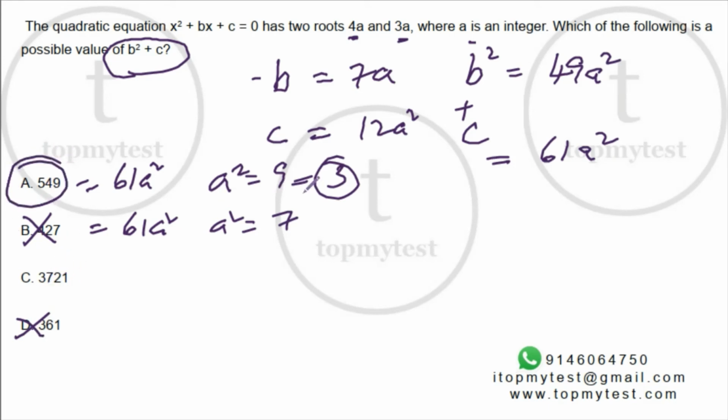Option A is the best answer which I can get. You can try to divide by 61, but there is no point trying to divide by 61. I mean, even if it divides, you're not going to win anything out of it. Right? Option A is the best choice.